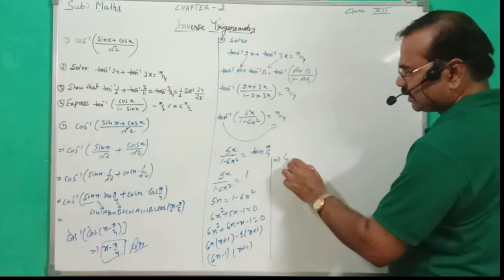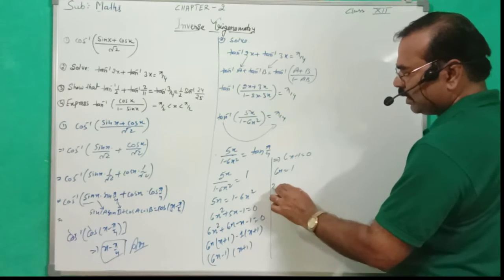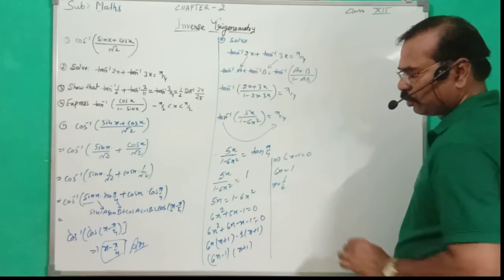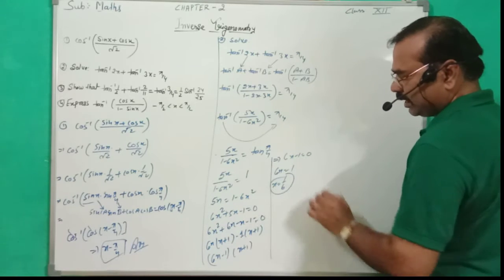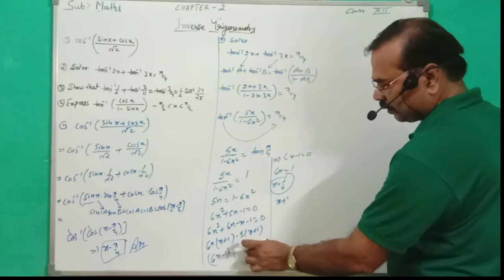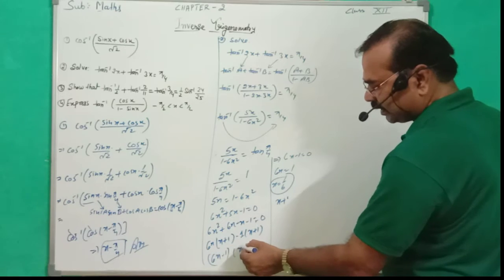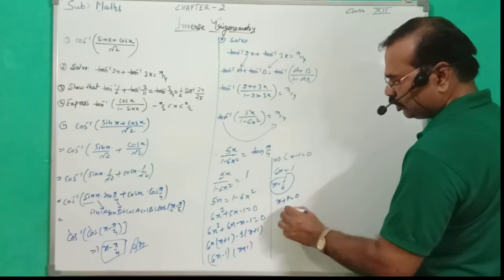It means 6x − 1 = 0, then 6x = 1. It means the value of x is equal to 1 by 6. Okay students, now the second one is x + 1 = 0, since 6x − 1 we have already taken, then the value of x is equal to −1.